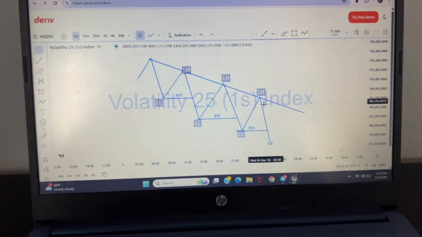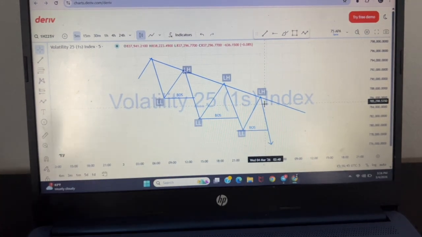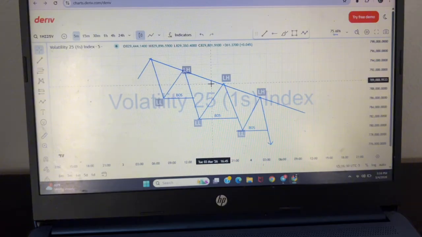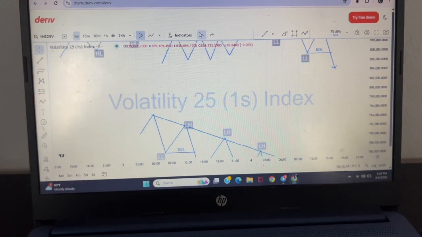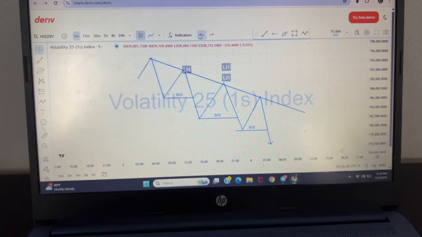So saying that, hope you understand this example of market structure of a downtrend. You can screenshot that and leave it right there for a few seconds. So that is that, and now we're going to go on to the ranging market.